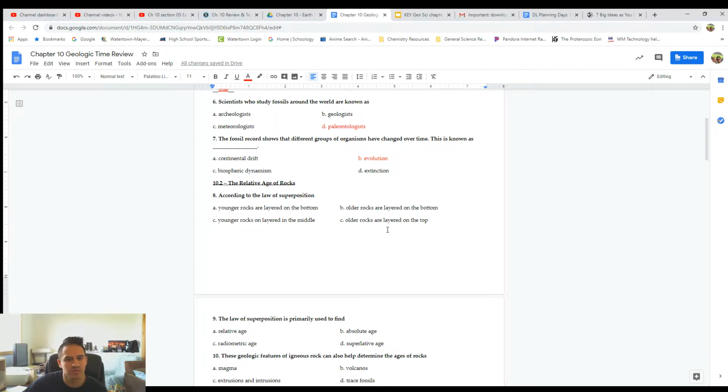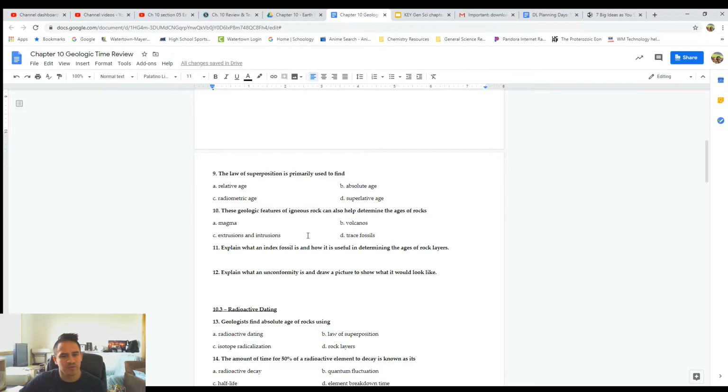Number eight, according to the law of superposition, younger rocks are layered on the bottom, older rocks are layered on the bottom, younger rocks are layered in the middle, older rocks are layered on the top. So law of superposition, I like to think of this as the law of pancakes, because the oldest pancakes, or the very first ones that were made, are usually put down on the plate first, and then newer, younger pancakes are placed on top, right? So if your parents ever make you pancakes on the weekends or for breakfast, you know that the nice, hot, fresh, young, new pancakes are right on top of the stack. You grab them, and the older ones that have kind of cooled down a little bit, that have been there for a while, are the ones on the bottom. So this is going to be B. Older rocks are layered on the bottom.